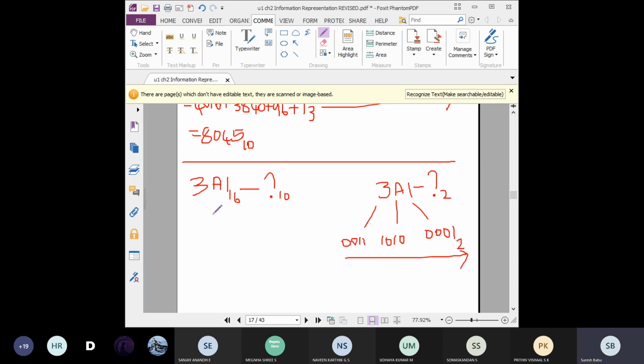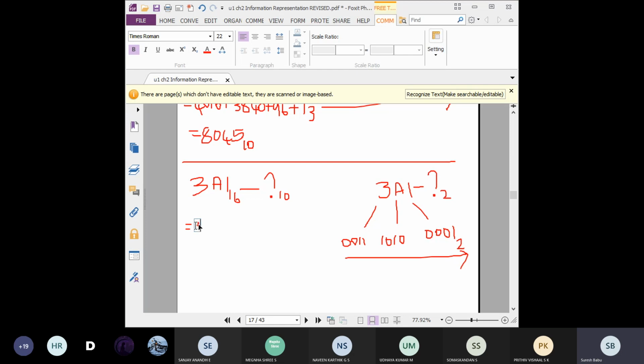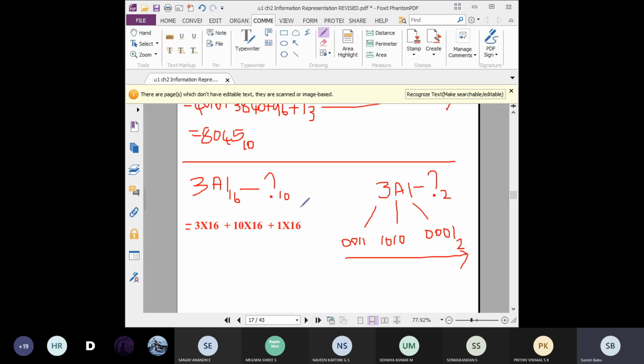Then how to calculate this hexadecimal number to a decimal number? You have to calculate by multiplication of 16. First, 3 is the digit, 3 multiplied with 16. Then add. Then A, you know that is 10, 10 multiplied with 16. Then again add. Then 1 multiplied with 16. That's all, only 3 digits. Now we want to give the powers: 16 power 0, 16 power 1, 16 power 2. So what is the answer finally?